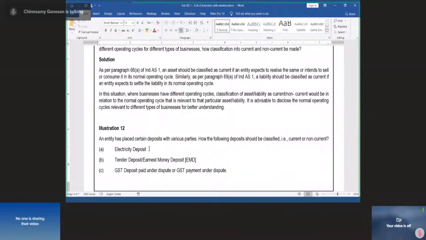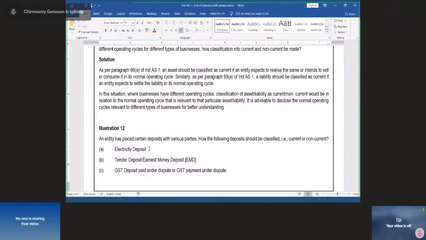Tender deposits and earnest money deposits are paid for the purposes of participating in the tender. Once the tender has been won, the deposit will be refunded or adjusted against the amount that you have to pay towards the tender consideration. And accordingly, depending upon when the tender will be closed, it will be current or non-current.